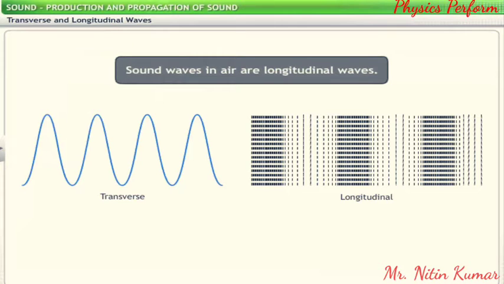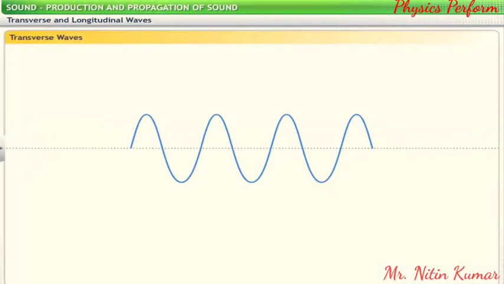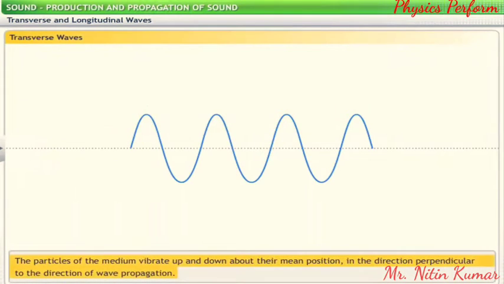Sound waves in air are longitudinal waves. To understand what that implies, we need to first understand the two categories of waves. In transverse waves, the particles of the medium vibrate up and down about their mean position, which is in the direction perpendicular to the direction of wave propagation.